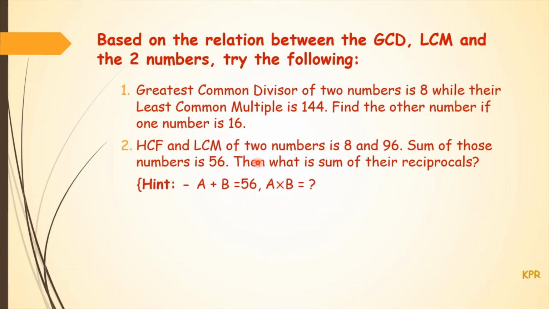The two numbers we will consider as A and B. So A plus B, their addition, is given to us as 56. A into B you can find using HCF and LCM, and we are interested in the sum of their reciprocals, that is 1 upon A plus 1 upon B. So when you take 1 upon A plus 1 upon B, taking the common denominator as the product AB, we can write this sum of the reciprocals as A plus B upon AB.